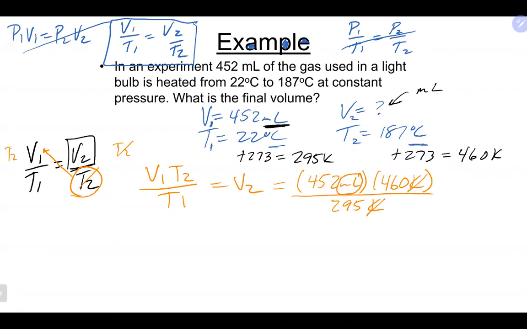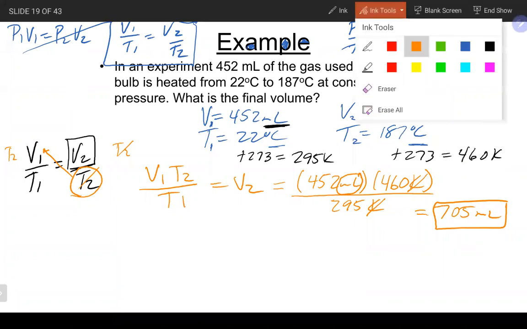So we're going to take 452, times it by 460, and hit equals. We're then going to divide by 295 and hit equals. And we're going to end up with 705 milliliters in this case. Any questions on that calculation there?